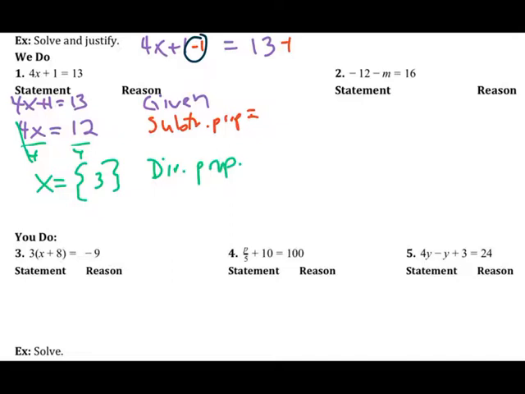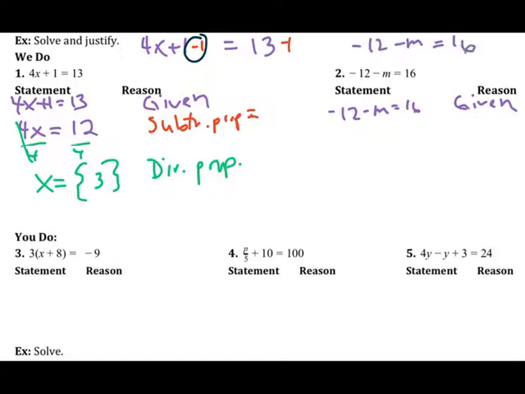Same thing on number 2. Negative 12 minus m equals 16. My reason is that this is given. I want to isolate m, so I want to get rid of that negative 12.